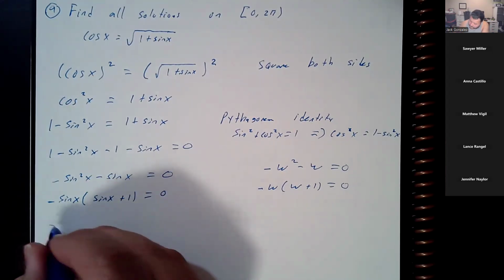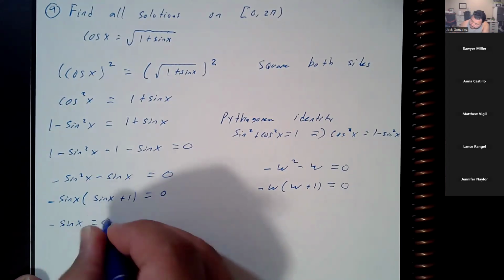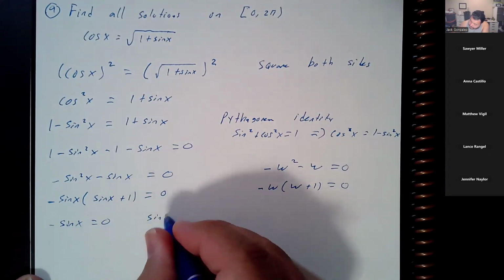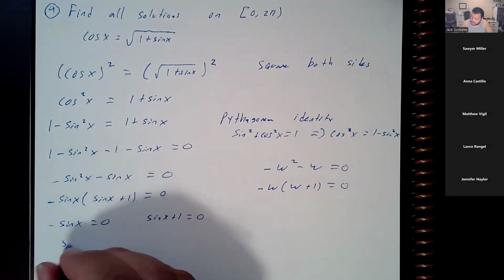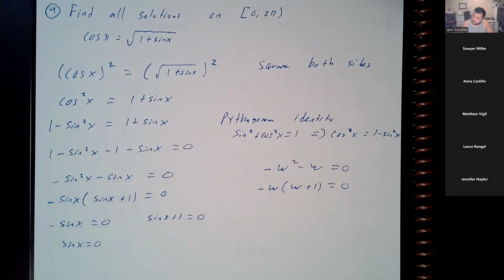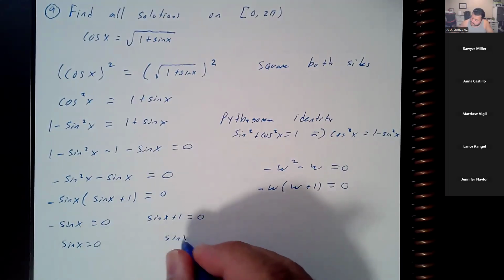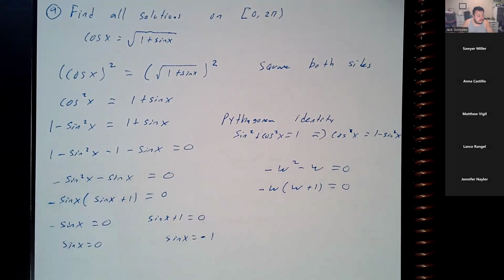But anyway, let's keep going here. Divide that negative out, it doesn't really matter. Solve for sine by subtracting the 1 on both sides. Now, what are my solutions? When is sine 0? When is sine negative 1?